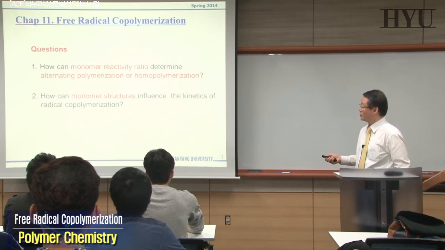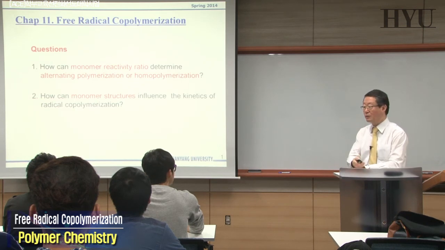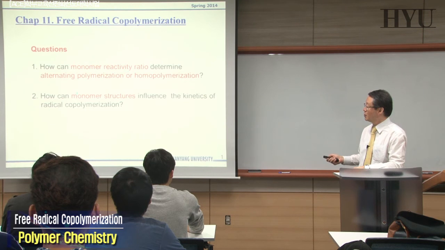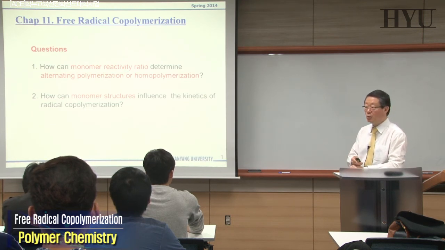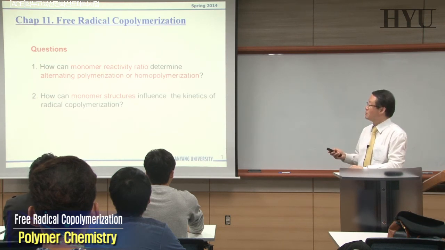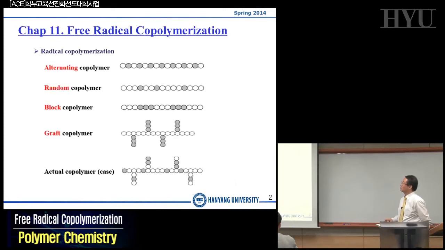And the monomer structure influences the kinetics of the radical polymerization reactions. So monomer reactivity and monomer structure are the most important keywords in this Chapter 11. Okay? So we can talk about the free radical copolymerization reactions.